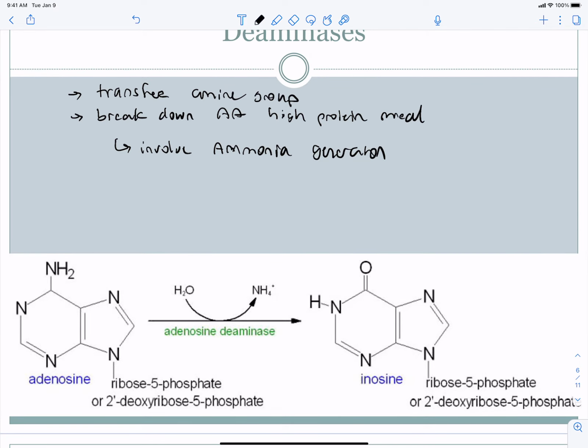And so, for example, you have adenosine, and you have an adenosine deaminase, which is going to release your ammonium ion. And this is basically going to remove that nitrogen and convert it to inosine.